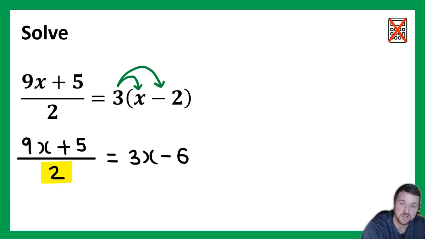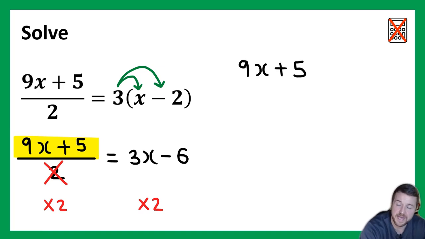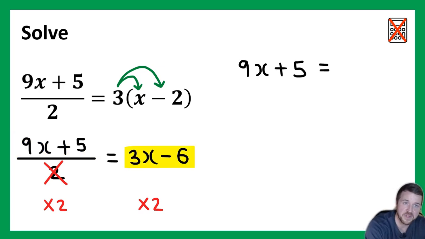Since this is the same as dividing by 2, you can eliminate this by multiplying through by 2. If you multiply the left-hand side by 2, you also have to multiply the right-hand side by 2. Multiplying the left-hand side by 2 will just leave me with what's on top of the fraction as my numerator, 9x plus 5, which is equal to, and multiplying both of these terms by 2 on the right-hand side is 6x take away 12.